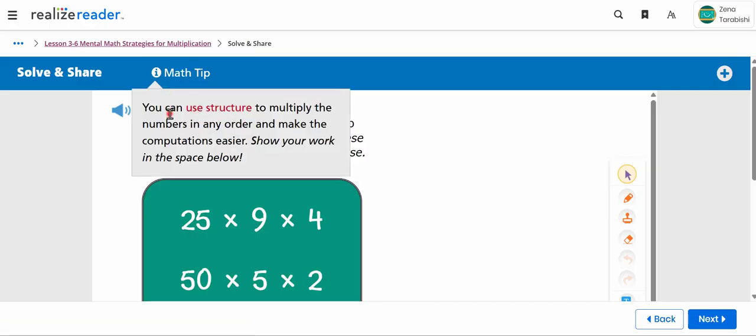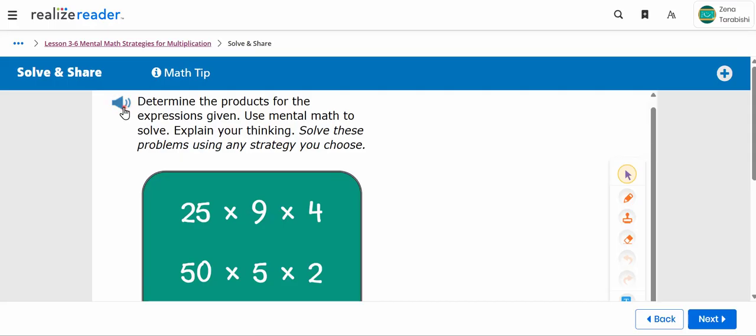You can use structure to multiply the numbers in any order and make the computations easier. Show your work in the space. Determine the products for the expressions given. Use mental math to solve. Explain your thinking. Solve these problems using any strategy you choose.